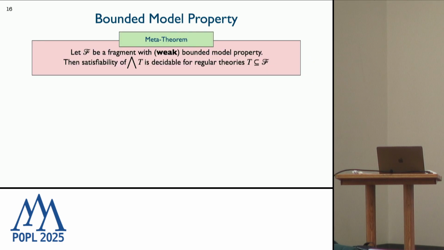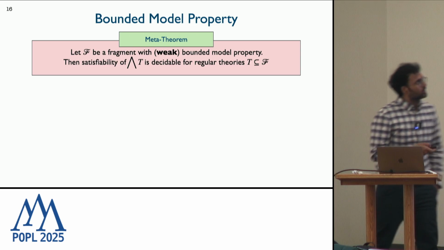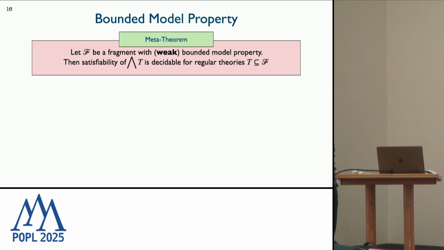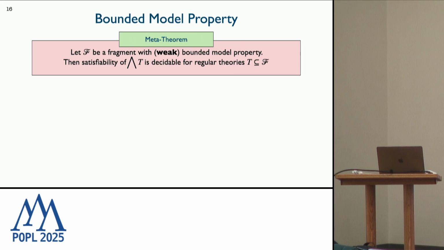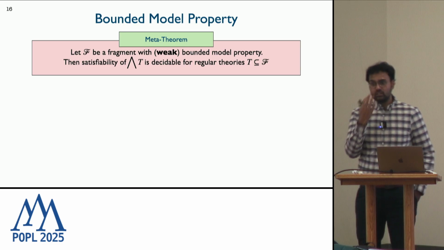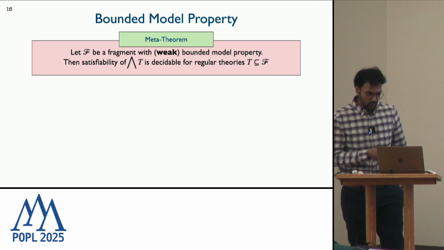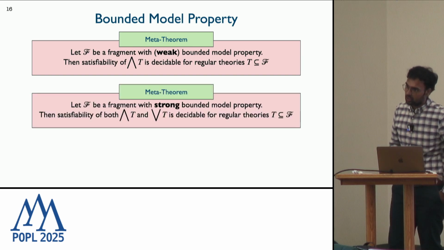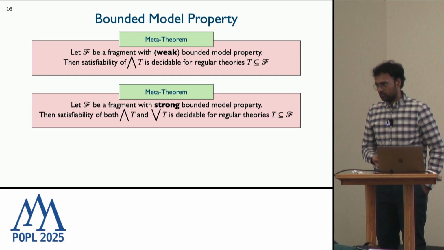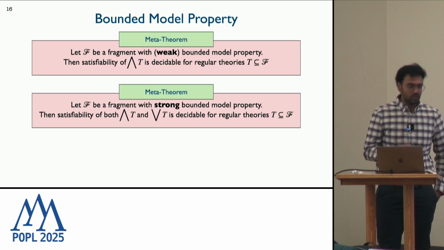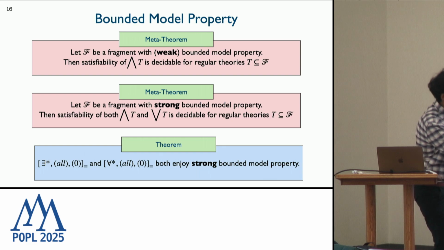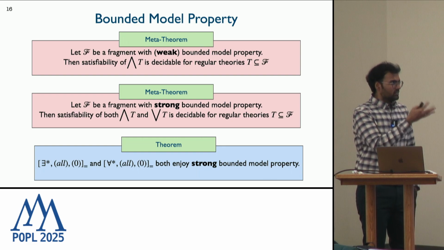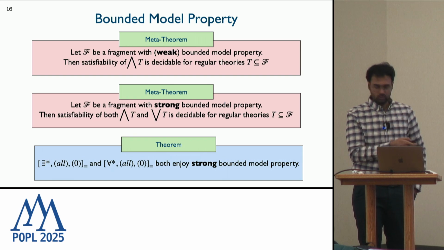So where does this help? If you have a fragment which has this property, then the conjunctive satisfiability problem becomes decidable. And when you, on top of it, also have the strong model property, both these problems become decidable. So what is the basis of this theorem? Before that, the two fragments that I mentioned in the beginning are really an outcome of these two meta-theorems.